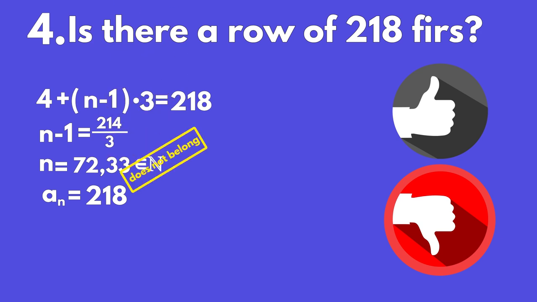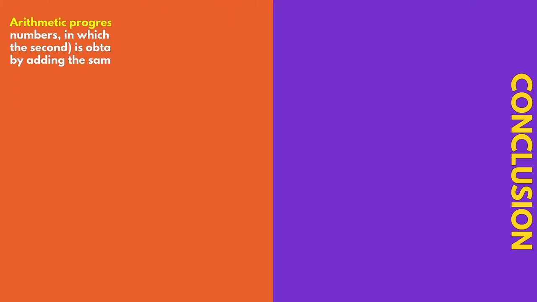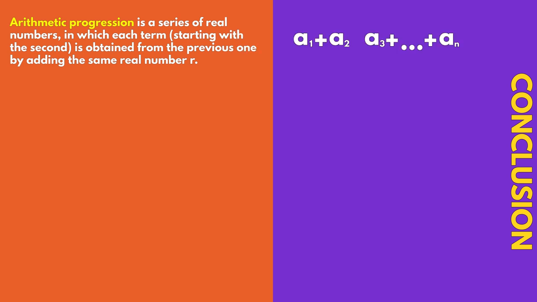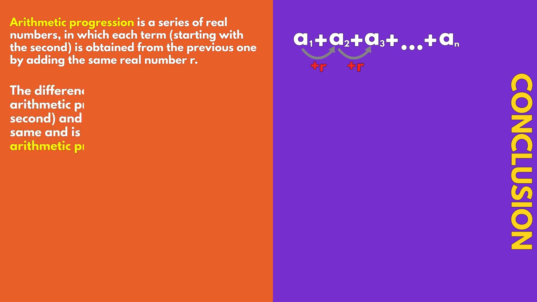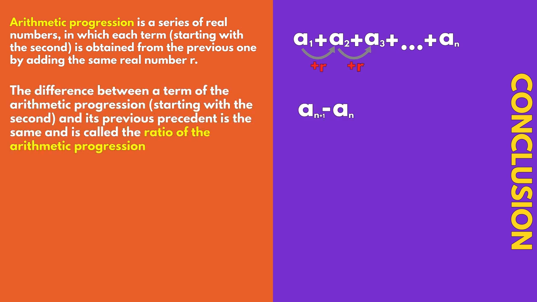In this video, we've learned a number of things about arithmetic progression. To conclude, we can say that arithmetic progression is a series of real numbers in which each term, starting with the second, is obtained from the previous one by adding the same real number r. The difference between a term of the arithmetic progression starting with the second and its previous one is the same and is called the ratio of the arithmetic progression.